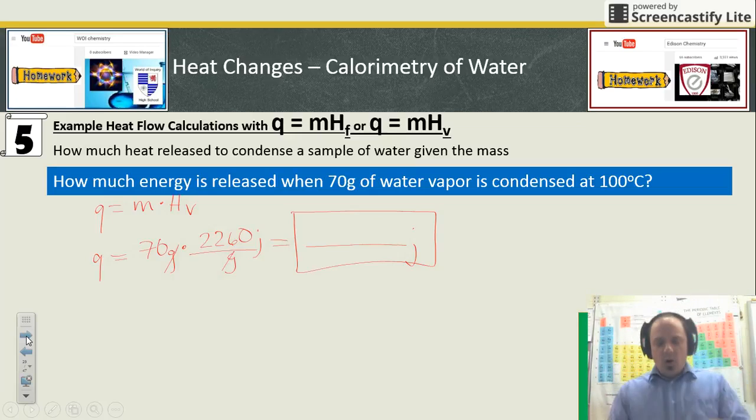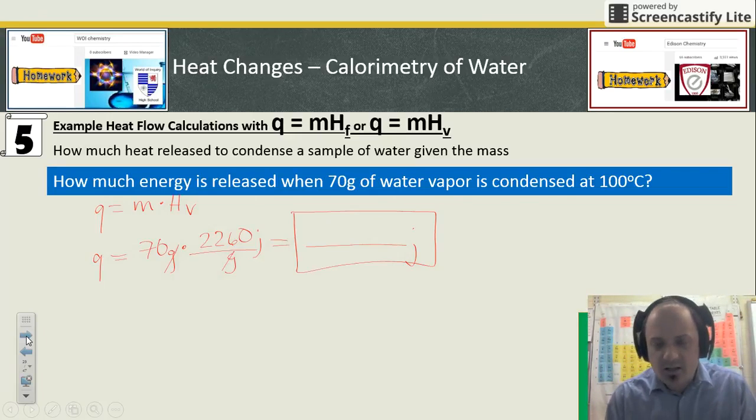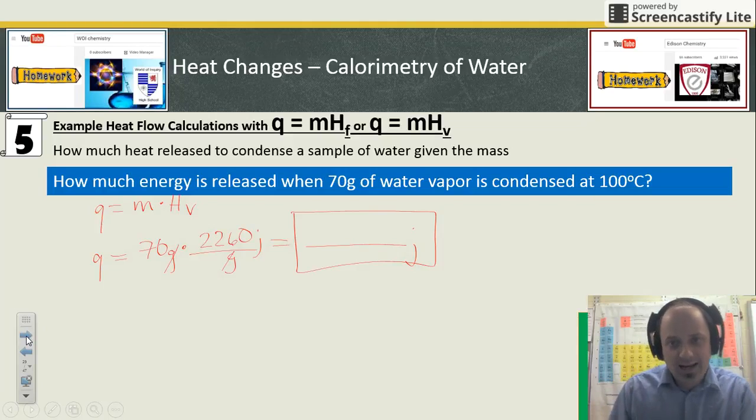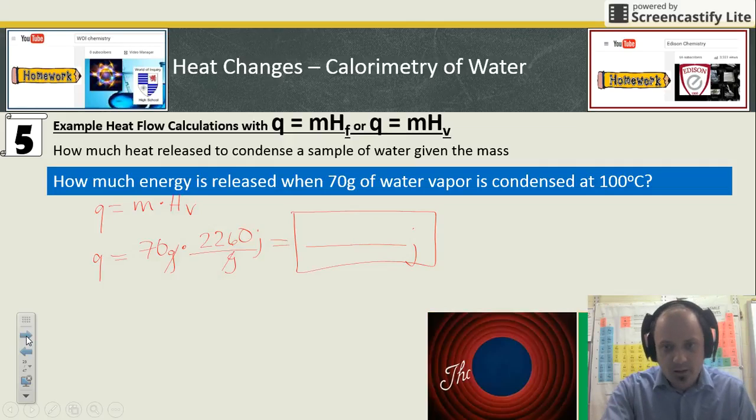Okay, so heat flows in and out of objects. These equations I've showed you today just show us which equation to use when we're talking about water and heat flowing in and out of water. Okay, and I believe that's the end of our lesson.